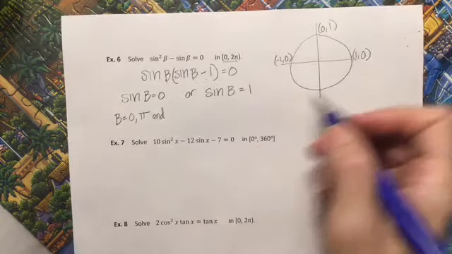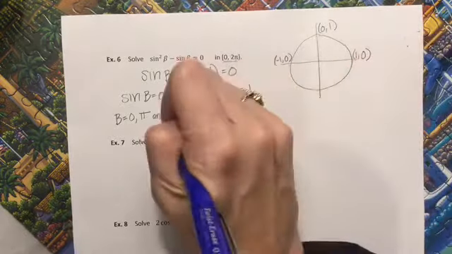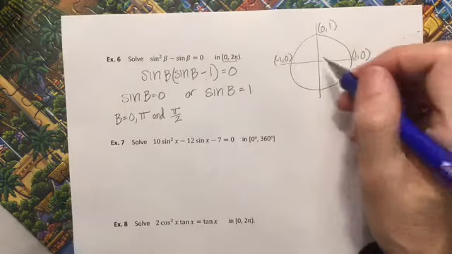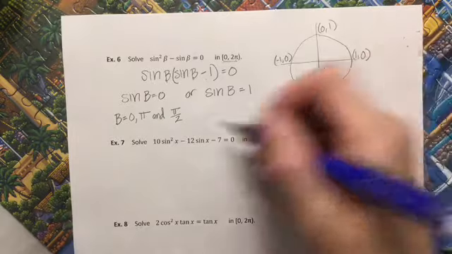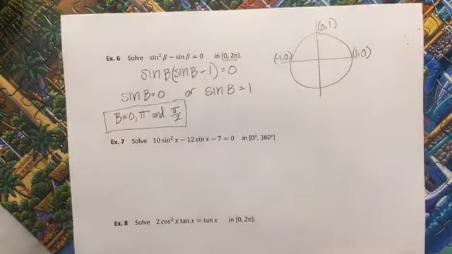Okay, and where does the sine equal 1? Well, up here, so pi over 2. Now, is there any other place on here where the sine equals 1? And no, there's not. It's just that. So these are your angles. That's your solution. So it's a lot like the one before, slightly easier.